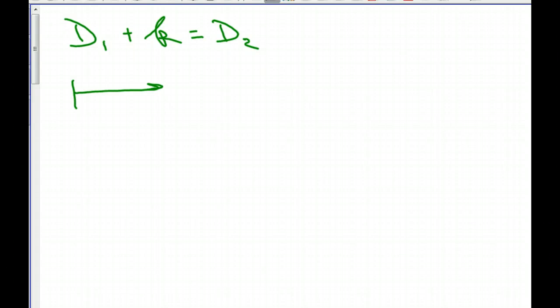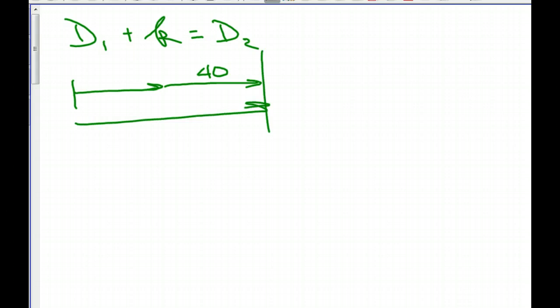Motion problem. Lesson 34, uniform motion problems. D1 plus K equals D2. What does D stand for? Distance. So the distance that somebody has gone plus another distance, let's say 40, equals the distance that D2 has gone. So it ends up looking like that. Because sometimes someone will travel somewhere and stop, and somebody else will travel even further than what they went, but you want to know how much further they traveled.